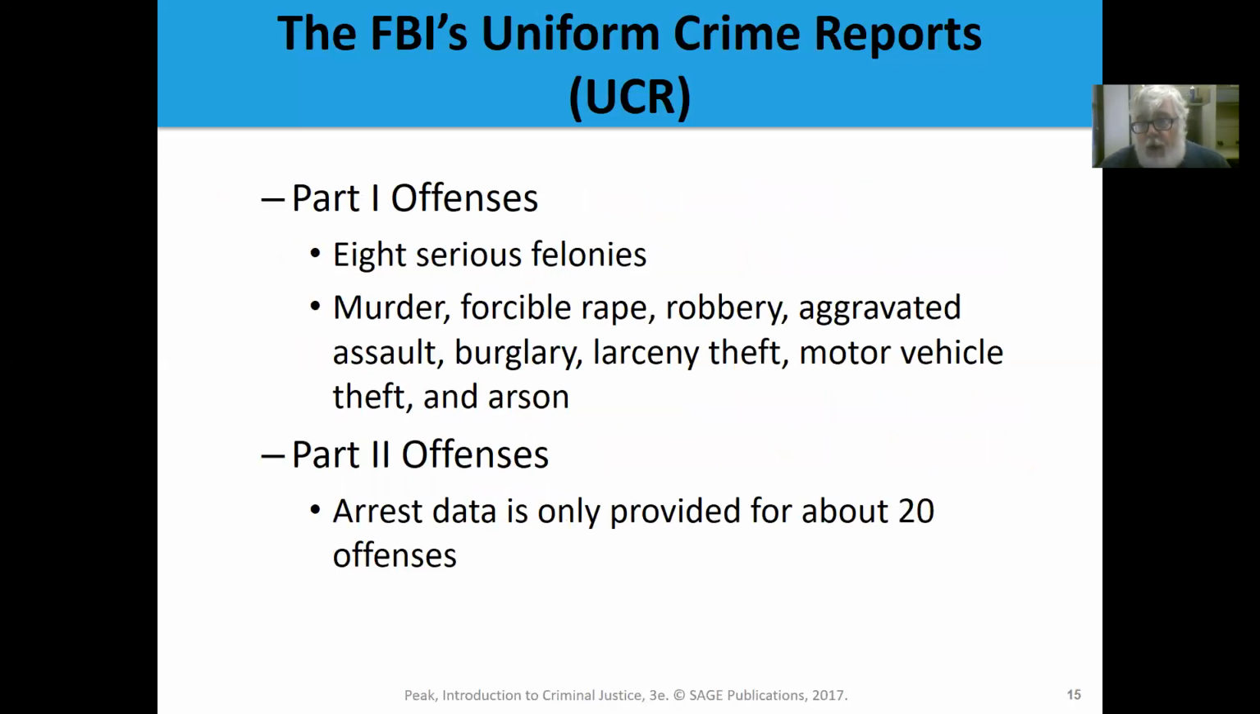All right, Uniform Crime Report is broken out into a bunch of different types of offenses. So you have Part 1, which are 8 serious felonies that are listed here: murder, rape, robbery, aggravated assault, burglary, larceny theft, which is stealing somebody's property. So if I walk out of this room here and I leave my phone on the desk and somebody comes in and takes it, that's a larceny theft. Motor vehicle theft and arson. Those are the 8 serious felonies that are listed.